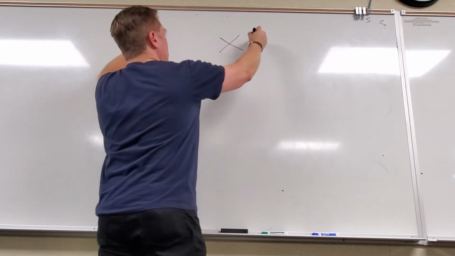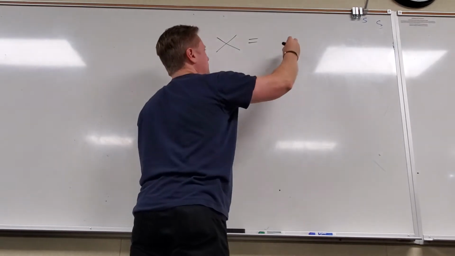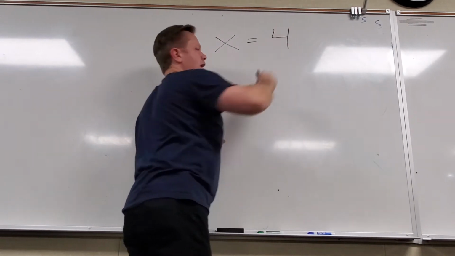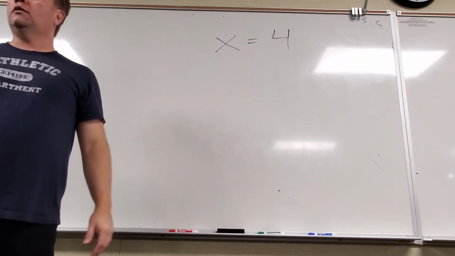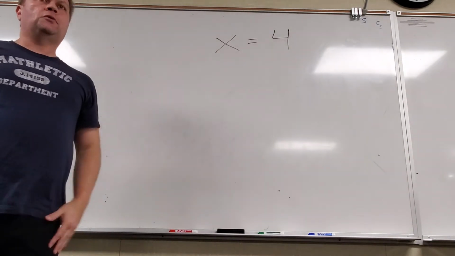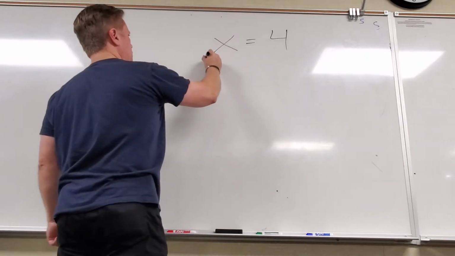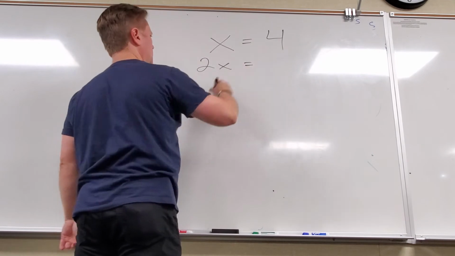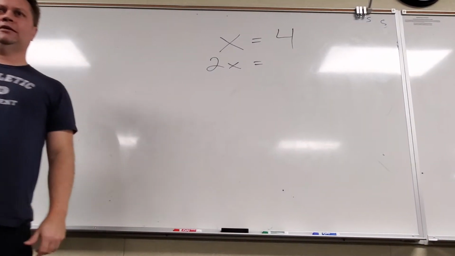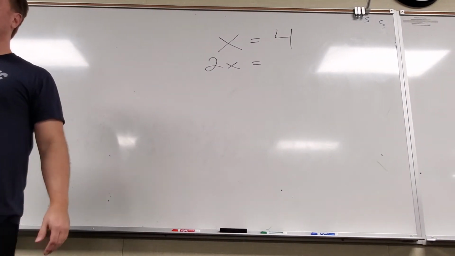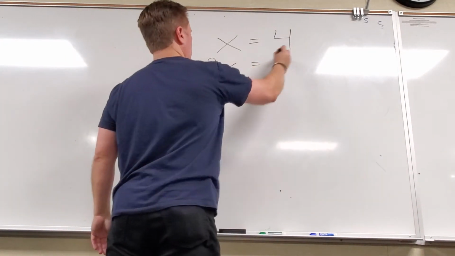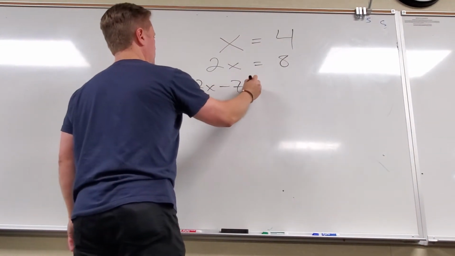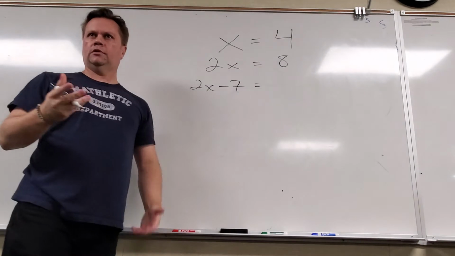Let's say that x is, give me a number. 4. 4, kick ass. So let's start building an equation. What is 2x then? It's got to be 8. You guys with me? So what is 2x minus 7? Is everybody with me?